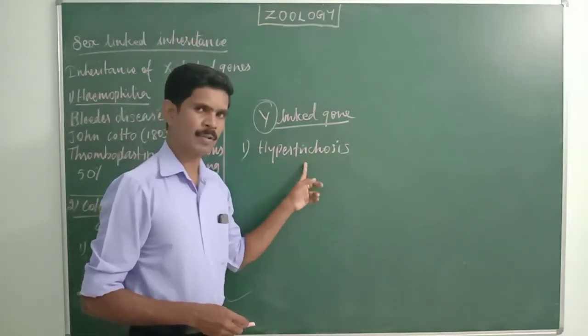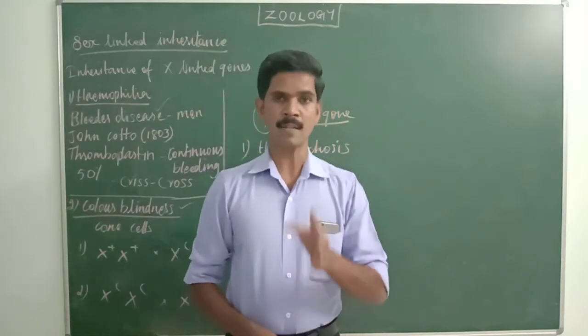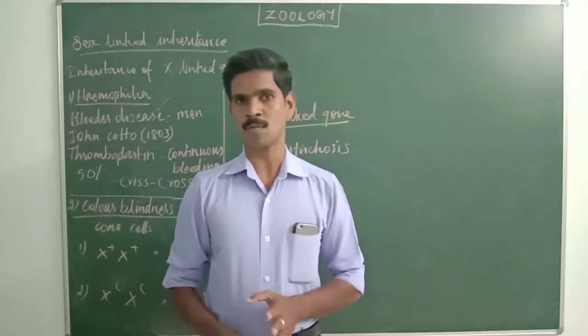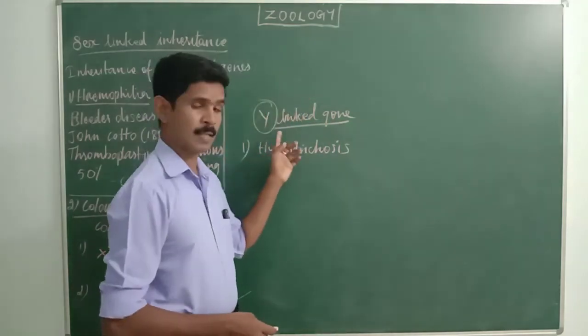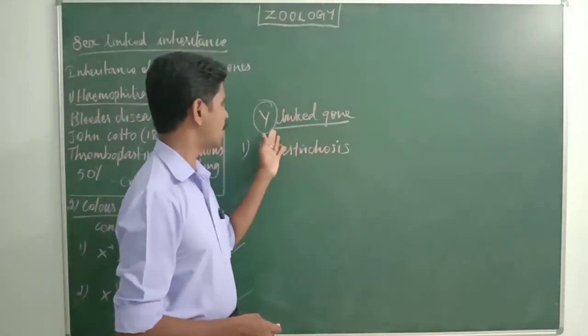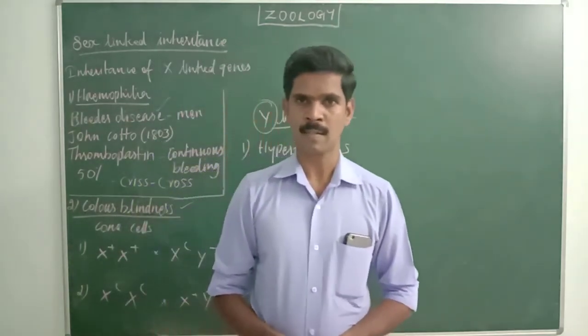So this disease is transferred only from father to son because only the father has the Y chromosome, the sex chromosome. So it is an example of a Y-linked disorder. Understand, students? Understand?